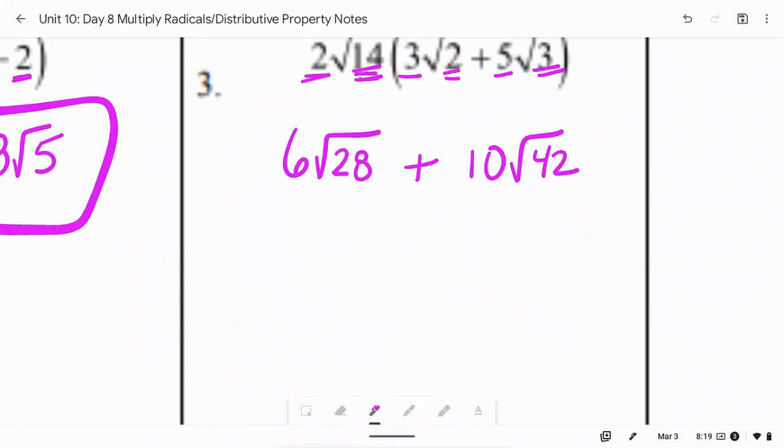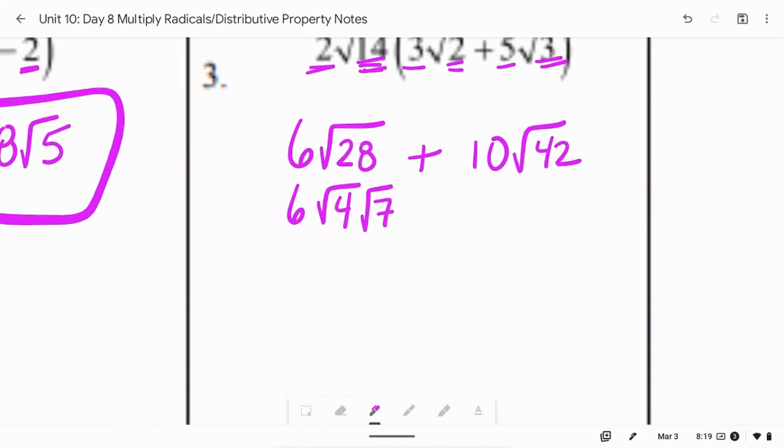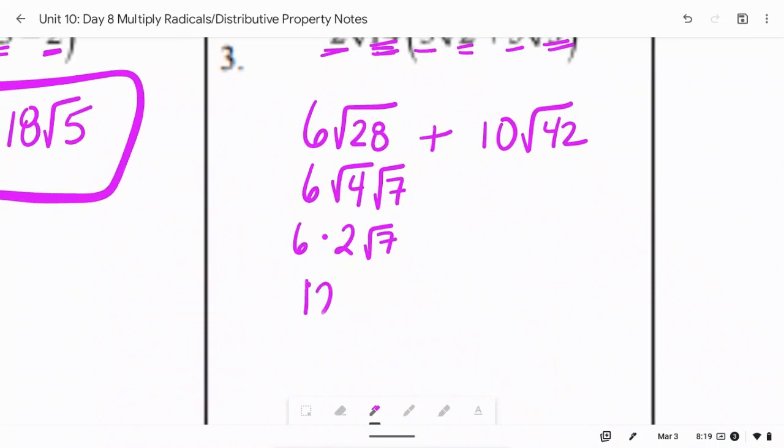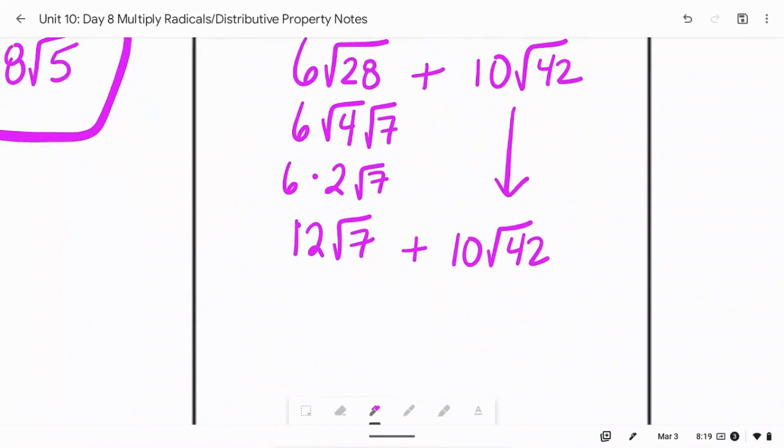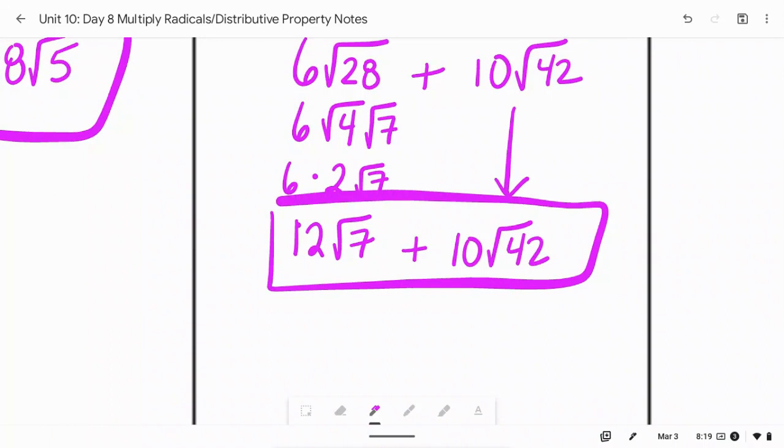So for 28, the perfect square number I can divide it by is 4 times 7. And then the square root of 4 becomes a 2. And I'm going to multiply that 2 by the 6 that's in front. So I get 12 square root 7, and then I'm just going to keep the second radical the same, keep it as 10 square root 42. I cannot add these together because they don't have the same number underneath the radical. So that would be my final answer for number 3.